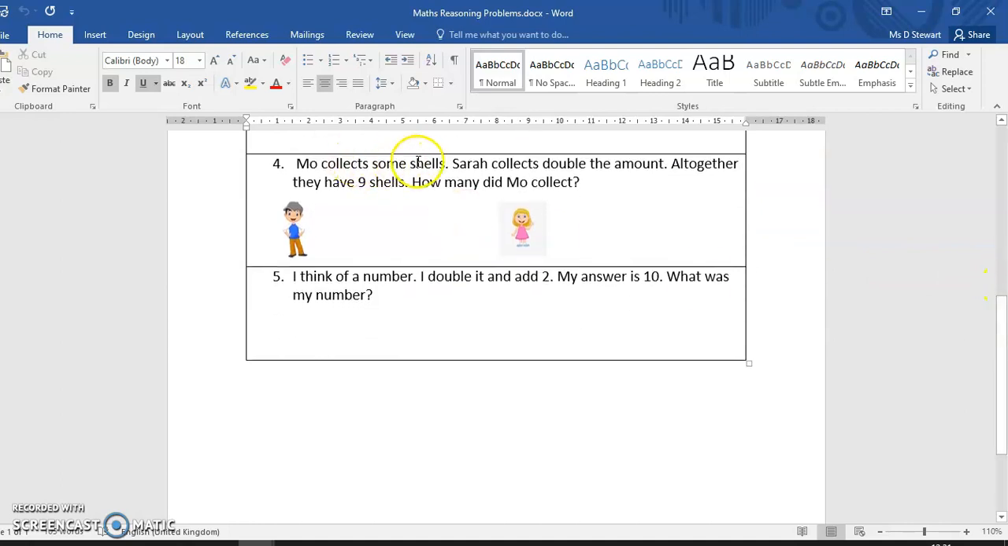Mo collects some shells. Sarah collects double the amount. Altogether they have 9 shells. How many did Mo collect? Maybe try and draw some of these, a bit like we did with the tens frame. Sarah collects double the amount from Mo, but altogether they have 9. So think how many she collected. And this is another tricky one. I think of a number, I double it and add 2. My answer is 10. What was my number?